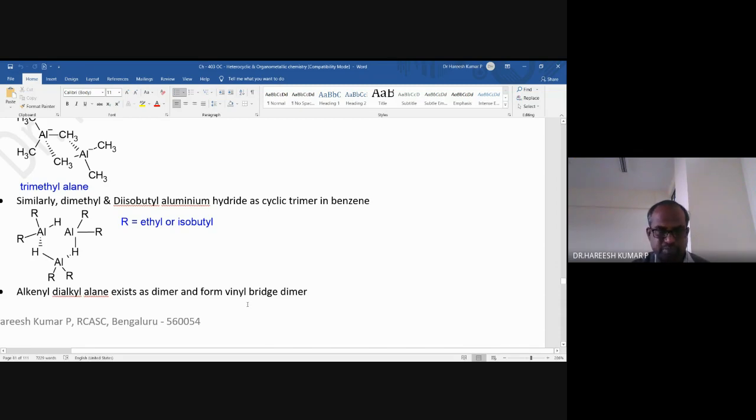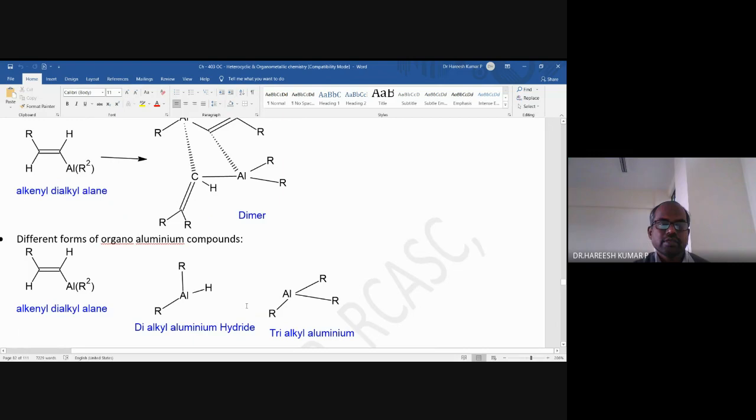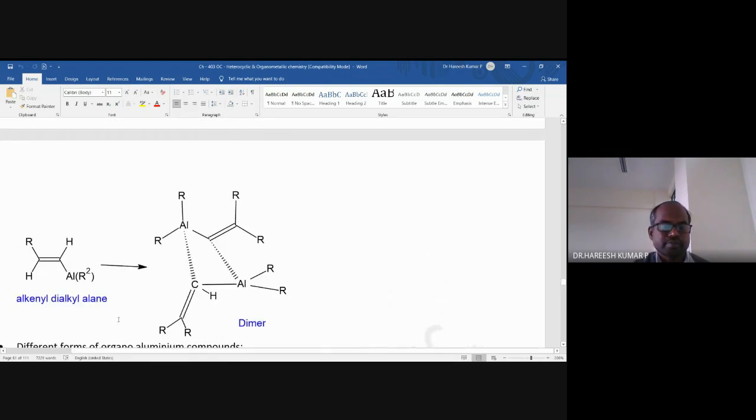I will show you in the next slide. Look here, this is the one. The name of this compound is alkynyl dialkyl alane. The moiety containing this multiple bond is called alkynyl. This R2 indicates that aluminum is bonded to two R groups, so it's called dialkyl. Alane means aluminum bonded with three groups.